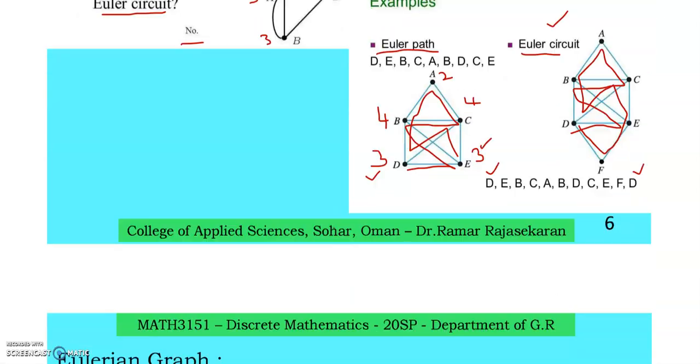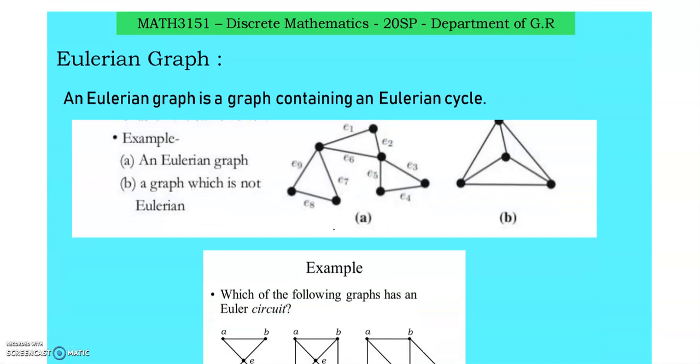Next we see one more example. Yes, now you see, what is an Eulerian graph? An Eulerian graph is a graph containing an Eulerian circuit or cycle. When we say a graph is an Eulerian graph, if we have one Eulerian cycle, Eulerian circuit in that graph, then the graph is called an Eulerian graph.